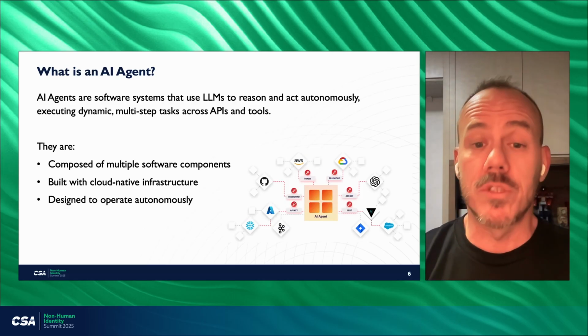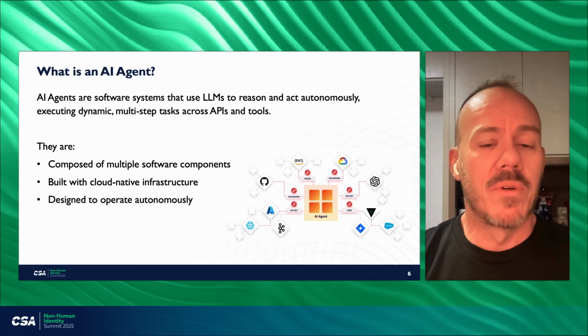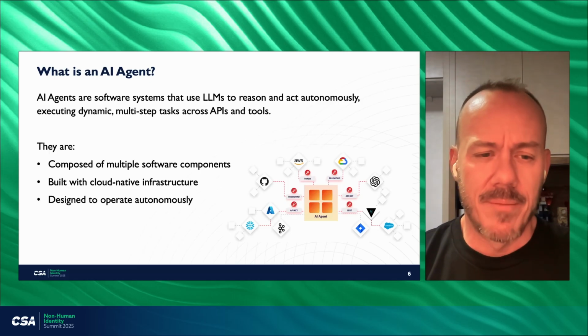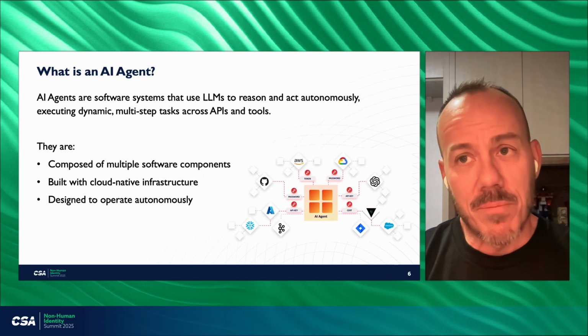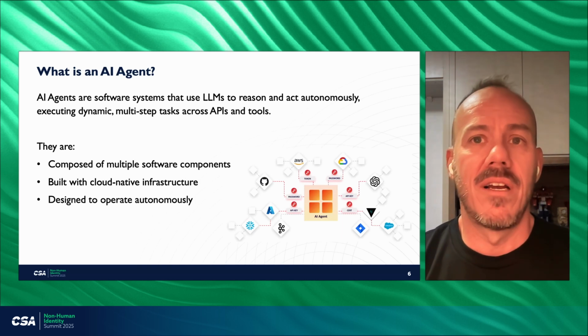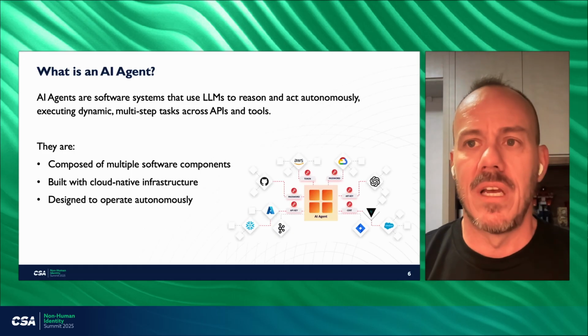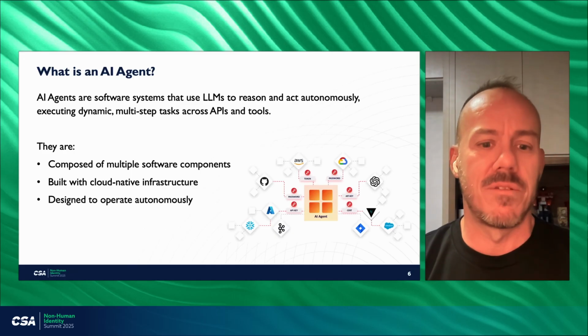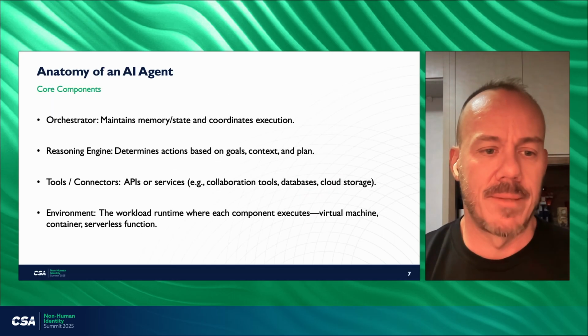Agents are composed of multiple software components. They're not monolithic. They're built with cloud native infrastructure typically, and they're designed to operate autonomously. AI agents may have a user interface, and there may be ways for people to interact with them, but for the most part, they're meant to operate autonomously and perform jobs, essentially.